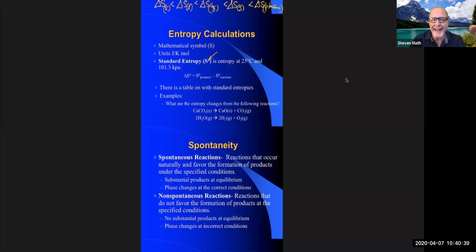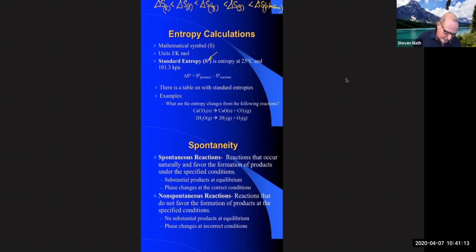To find and calculate entropy then, we're just going to do a matter of products minus reactants right here. That delta S of the reaction is S of products minus S of the reactants. And there's a table I'm going to post that's called thermodynamic data that's going to have all these values for S.